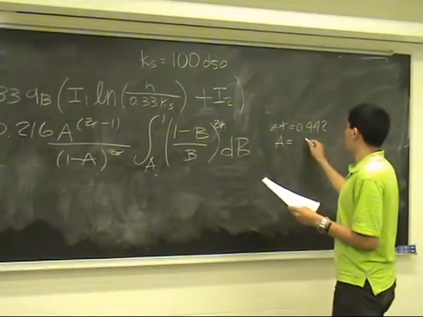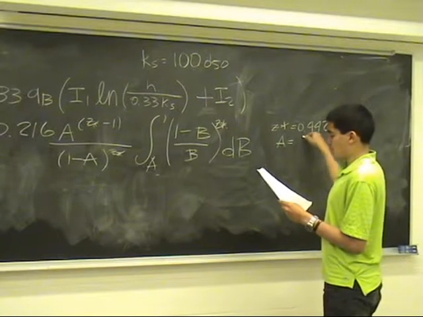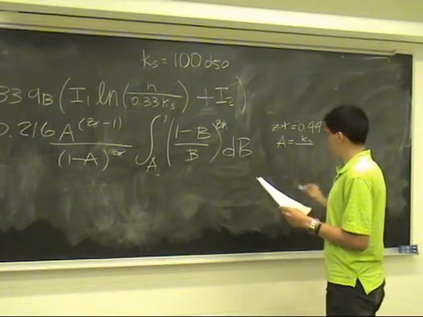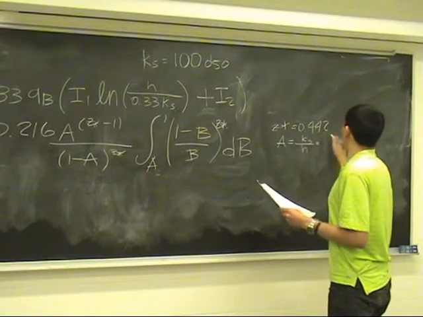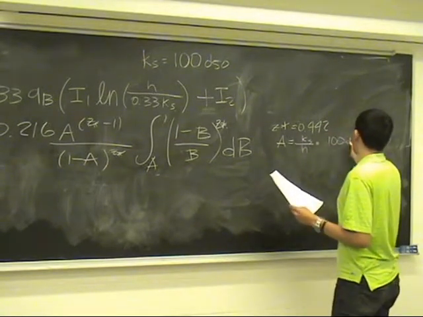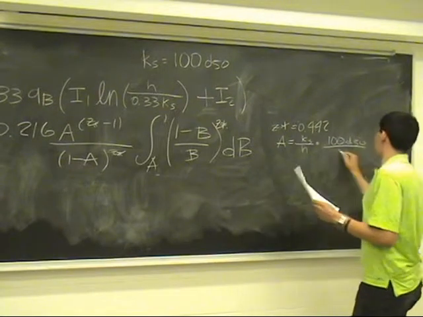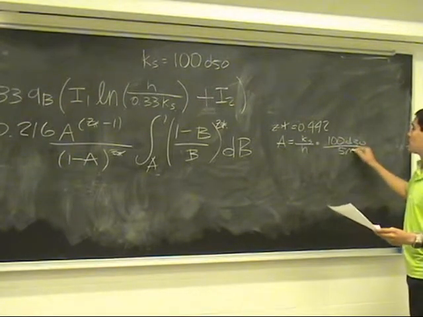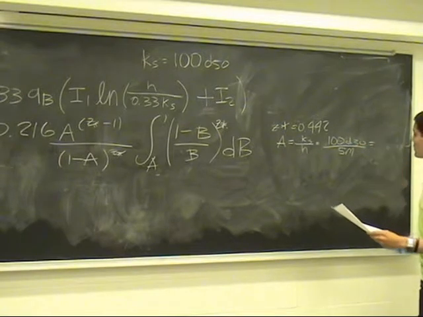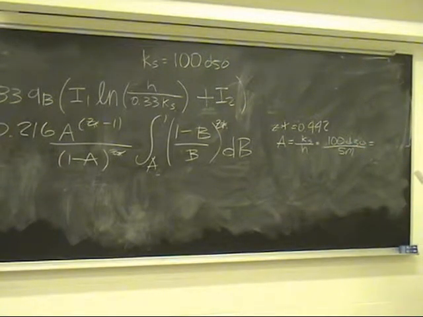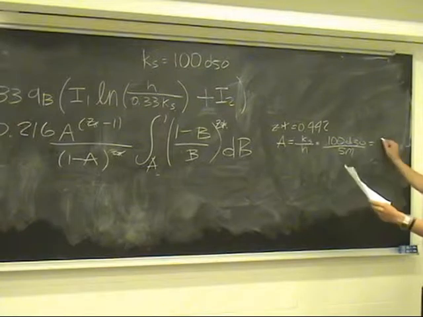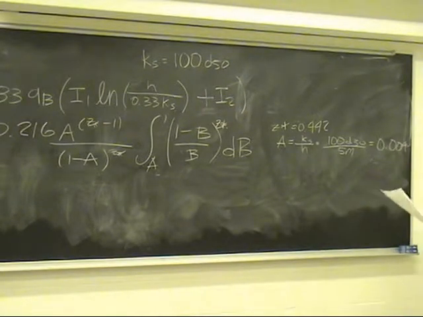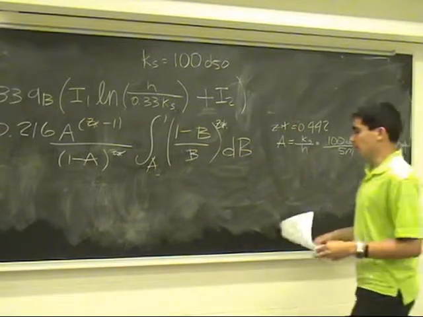It's just the roughness, Ks over H. This is 100 times our D50, you know this, divided by 5 meters. And this comes out to be 0.004. So we know A.